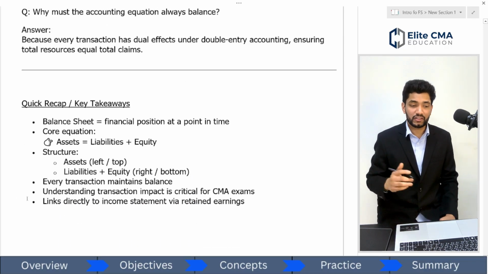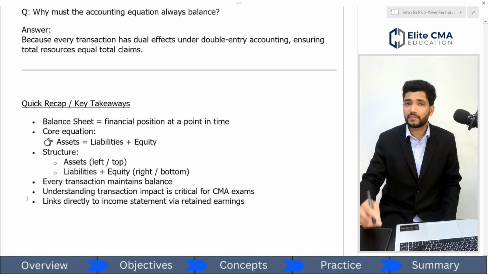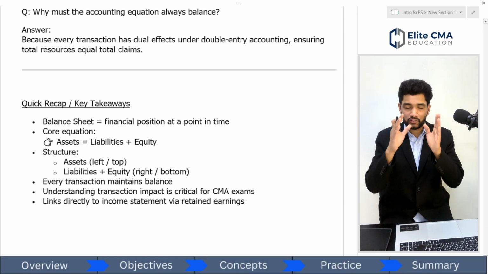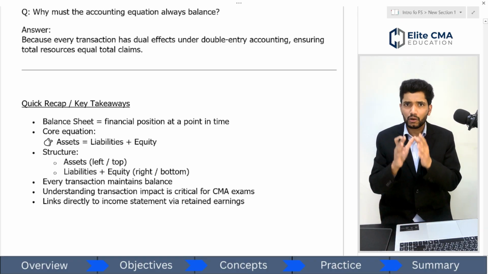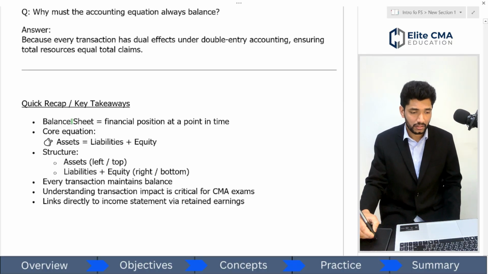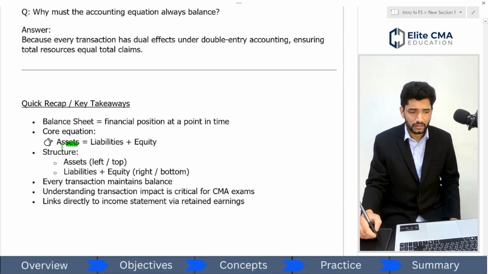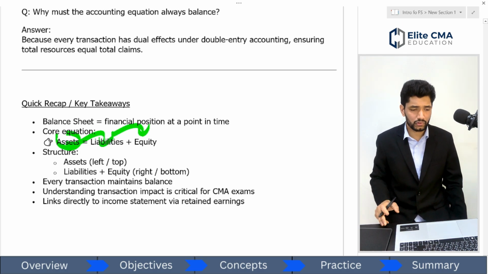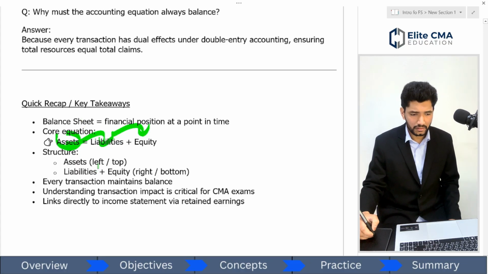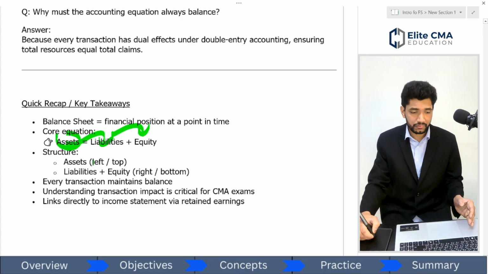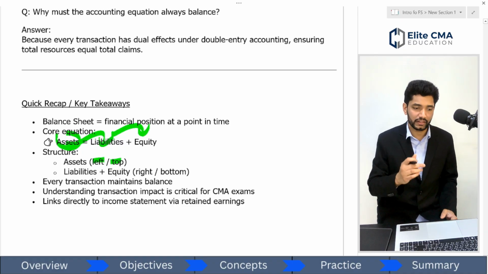Before winding up this discussion, just a quick summary. The balance sheet is showing the financial position of a company at a specific point in time. The core balance sheet equation is asset is equal to liabilities plus equity. That means the total asset or total resources equal the total claims, either liabilities or equity. There are two structures. Asset is shown either on the left side or in the top side, and the liabilities and equity are shown either on the right side or in the bottom side.